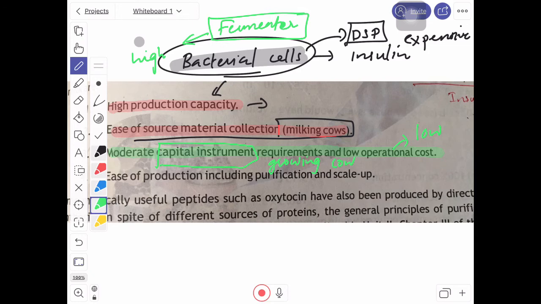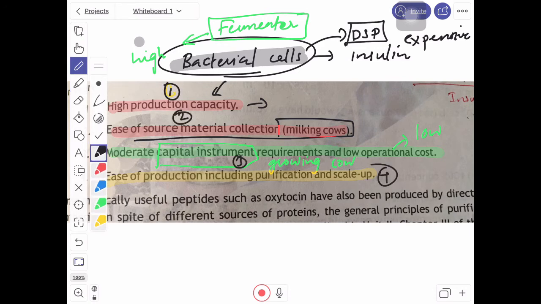And the next is ease of production, including purification and scale up. For the production of this inside the cow, the cells will have a very regulated environment. You only have to take care of the animal from disease and all. Whereas a fermenter is to be taken care of very well, because all the internal environment is to be monitored thoroughly, and scale up is also very easy compared to bacterial cells. So these are the 4 points for advantages of producing insulin in milk.